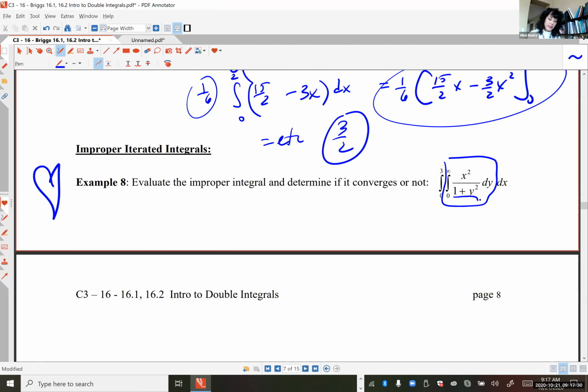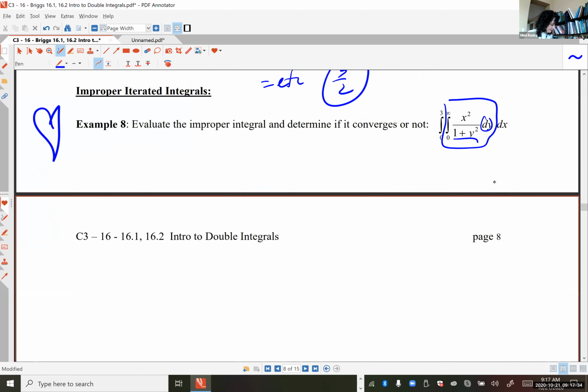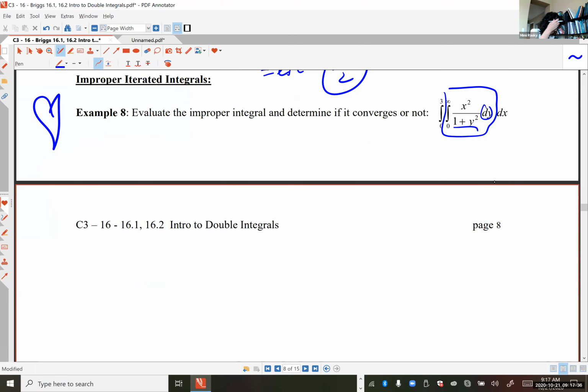How do you integrate this beast with respect to y? Any ideas? And remember, the x squared is just a constant, so you can treat that as like a 10 or something. So more importantly, you're really looking at how do you integrate 1 over 1 plus y squared with respect to y. So I'll give you some choices.